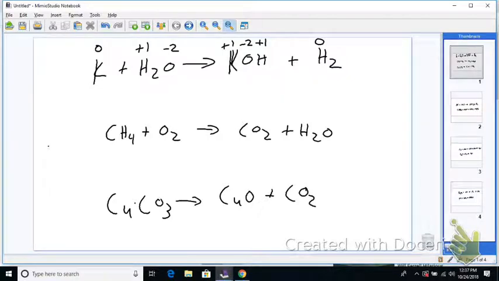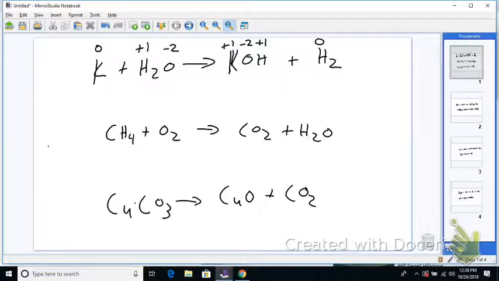Okay. So let's look at what creates what we call a redox reaction. This is called a redox reaction. And a redox reaction has reduction taking place and oxidation taking place. So what is reduction? Reduction is when an atom lowers its charge.